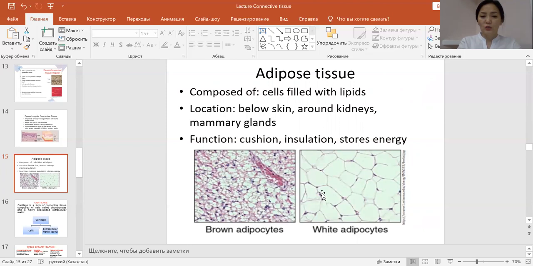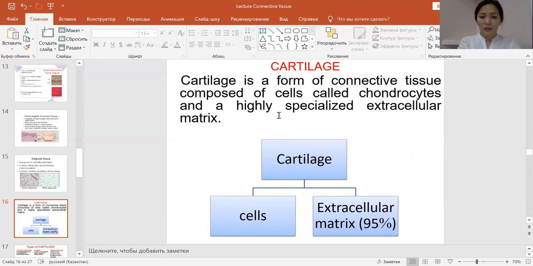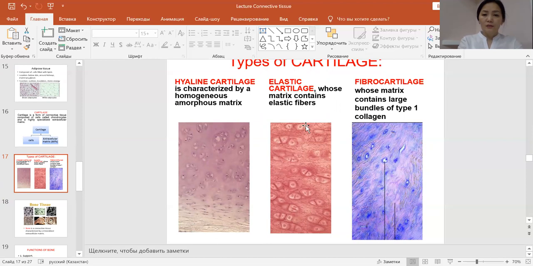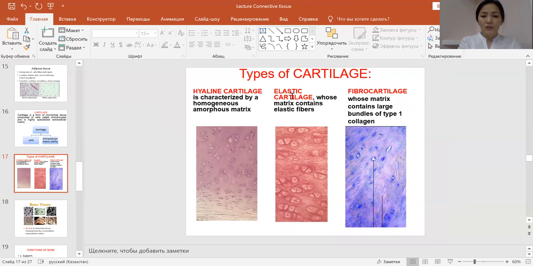Another type of connective tissue is cartilage. Cartilage is a form of connective tissue composed of cells, which are called chondrocytes, and a highly specialized extracellular matrix. 95% consists of extracellular matrix, only 5% consists of cells. And cartilage can be three types: hyaline cartilage, elastic cartilage, and fibrous cartilage. The matrix of hyaline cartilage mainly consists of collagen fibers. The matrix of elastic cartilage mainly consists of elastic fibers. The matrix part of fibrous cartilage consists of bundles of first type collagen fibers.